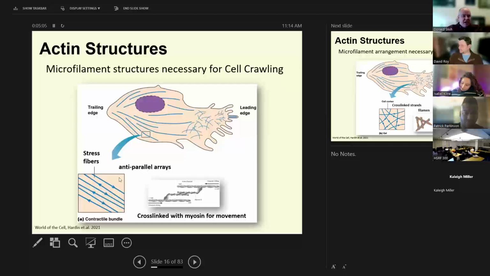And then you've got anti-parallel arrays, which are going to be the stress fibers. And these are anti-parallel, just like two thin filaments in a skeletal muscle are anti-parallel. We'll see that today. They're that way because you can get a myosin sitting between them, grabbing one, grabbing the other, and pulling them towards each other. And that's how the cell kind of moves itself into that lamellipodium, by dragging itself forward using this process.